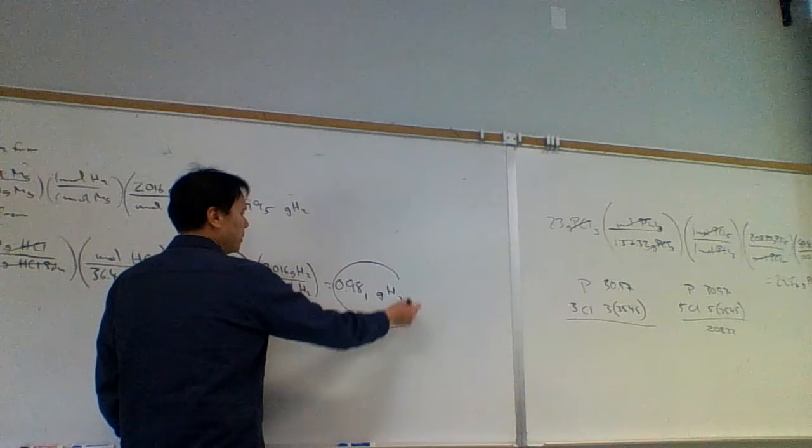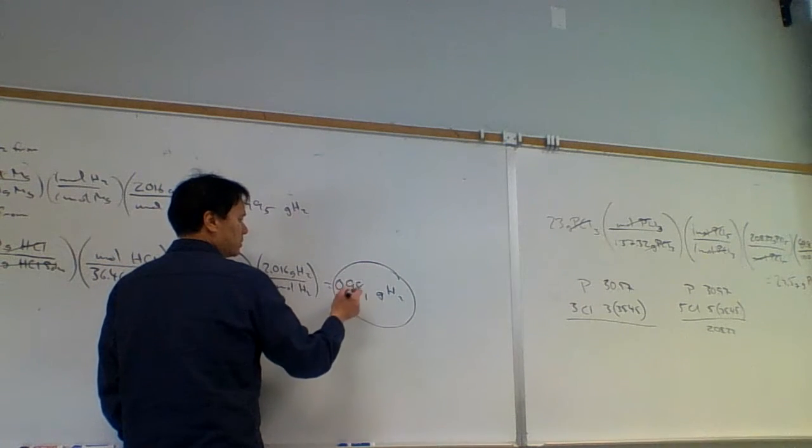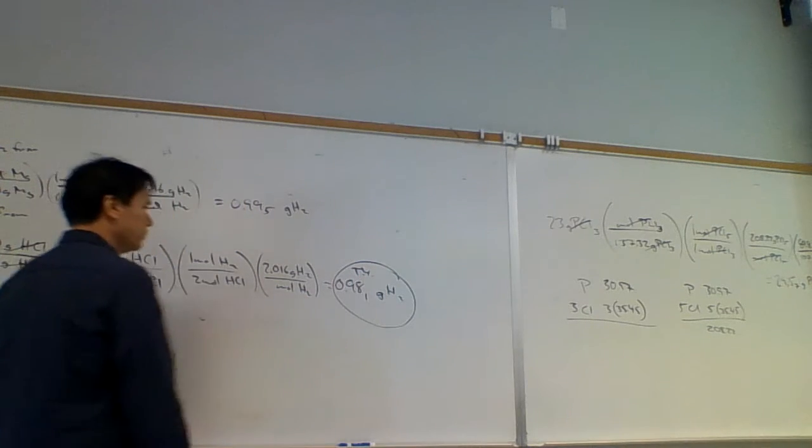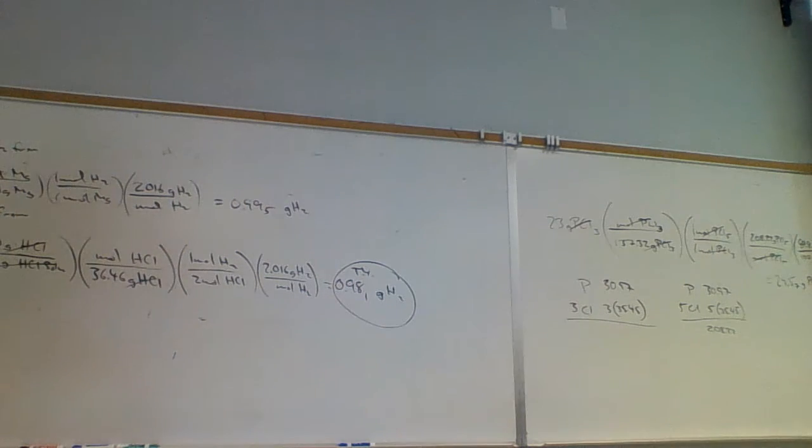Theoretical yield is a smaller amount. What's the limiting reagent? Limiting reagent would be the excess. How much excess remains? 0.01 grams.